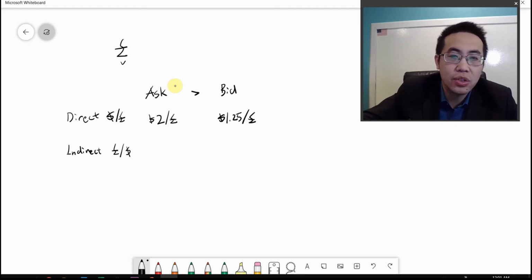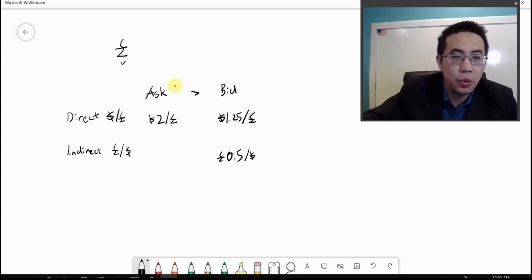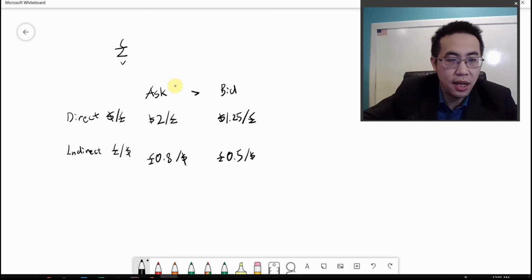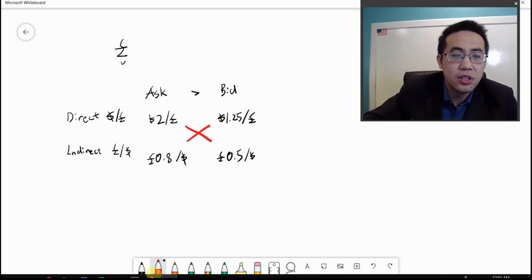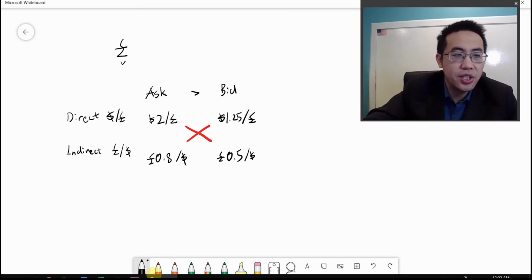And you are not going to take the reciprocal and put them right underneath. You are going to put them in a diagonal place. So the $2 would be 0.5 pounds per dollar, and the $1.25 per pound would be 0.8 pound per US dollar. As I said, this would be a diagonal combination, so just be aware of that. Still, the ask price is greater than the bid in this indirect quotation, just as it was in the direct quotation.